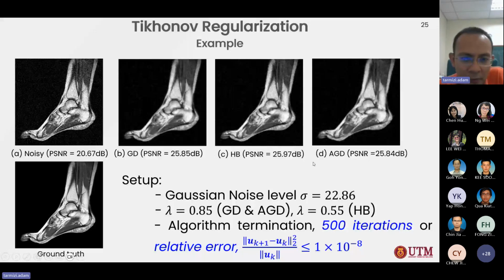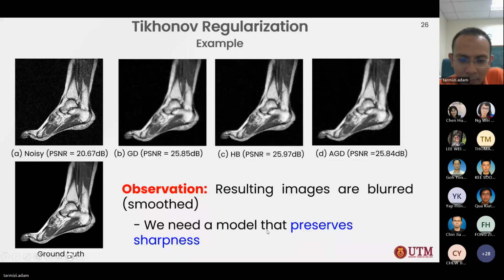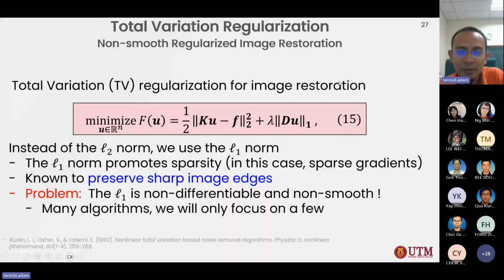If you look at the observation, what we can see is that if we minimize this Tikhonov functional, the image is blurred and smoothed out. It's not sharp. The problem is that we want a model that preserves this sharpness, because compared to the ground truth over here, it's very sharp. So we want some model that can preserve this sharpness, which leads us to the total variation model.